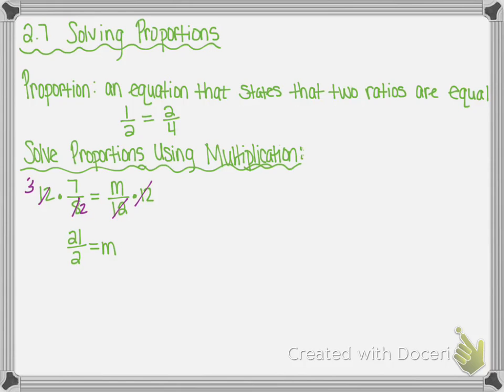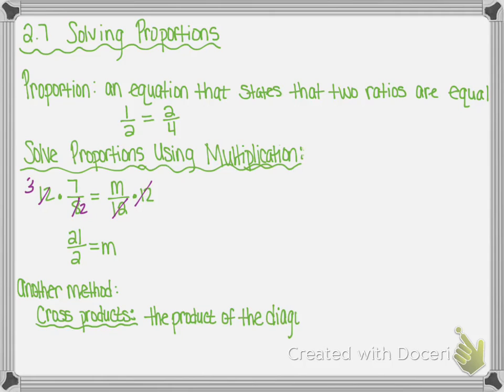The second method here is one that we're going to use more often, and that is cross products. Cross products, this is the product of the diagonal when comparing ratios. Okay? So let's relook at that example that we just did by multiplying both sides by 12. So 7/8 equals m over 12. Using cross products, we can also solve for m. And we're going to go on a diagonal. So 7 times 12 is going to be the left-hand side.